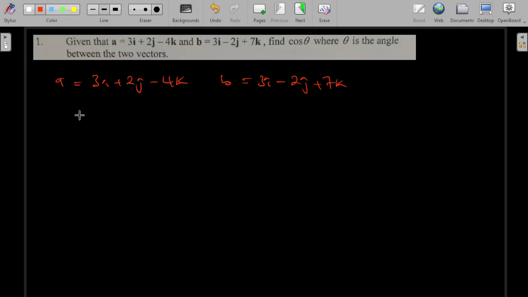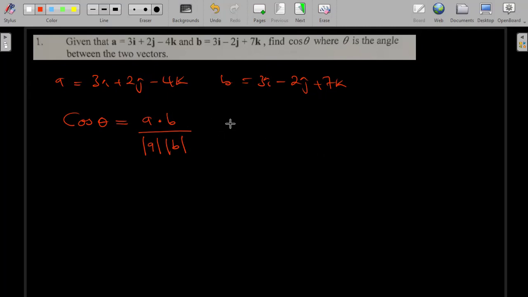For this question, you ought to recall that cos theta of two vectors is equal to the dot product of those vectors, divided by the magnitude of the vector A and the magnitude of the vector B. This is the formula that we're going to use to compute our answer. So what do I do from here?